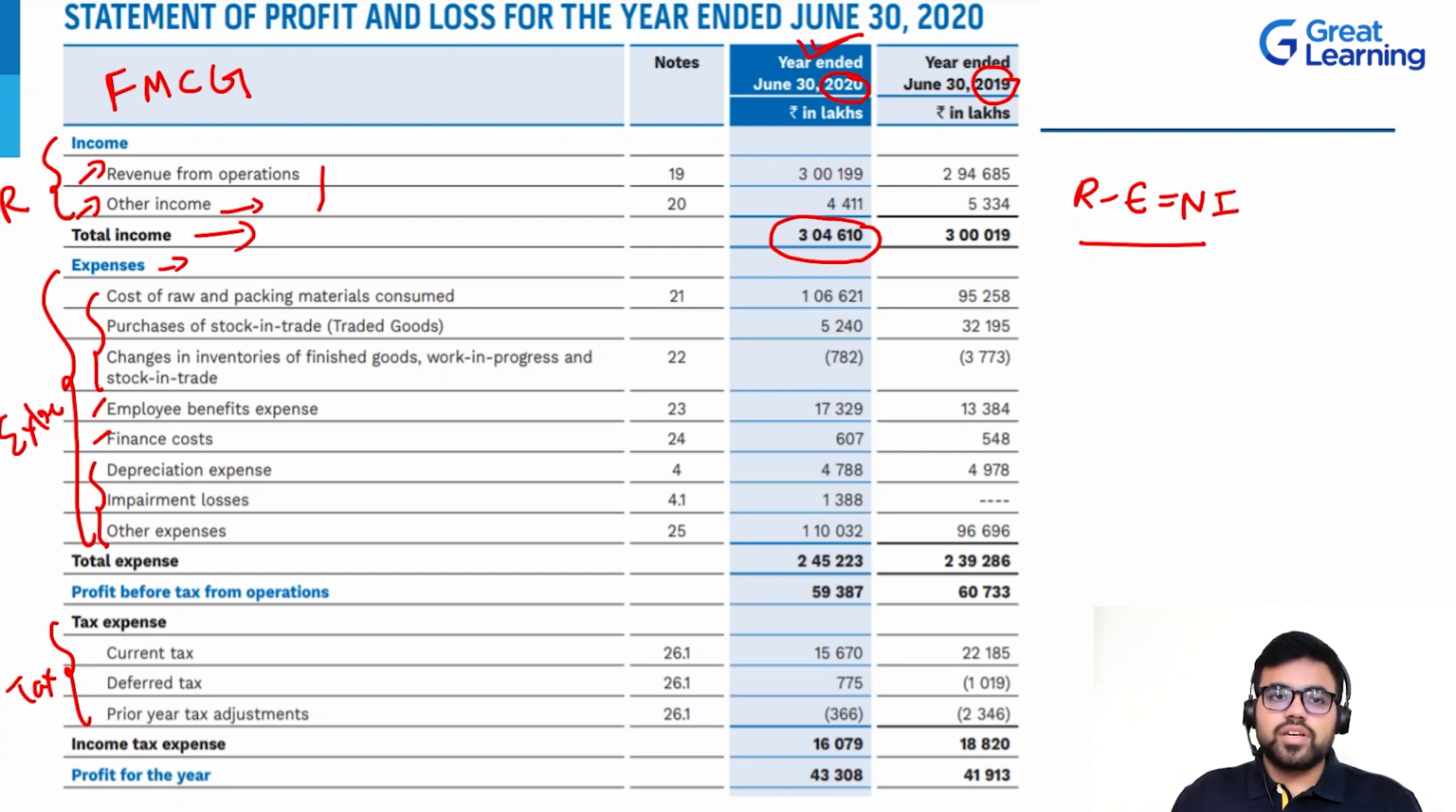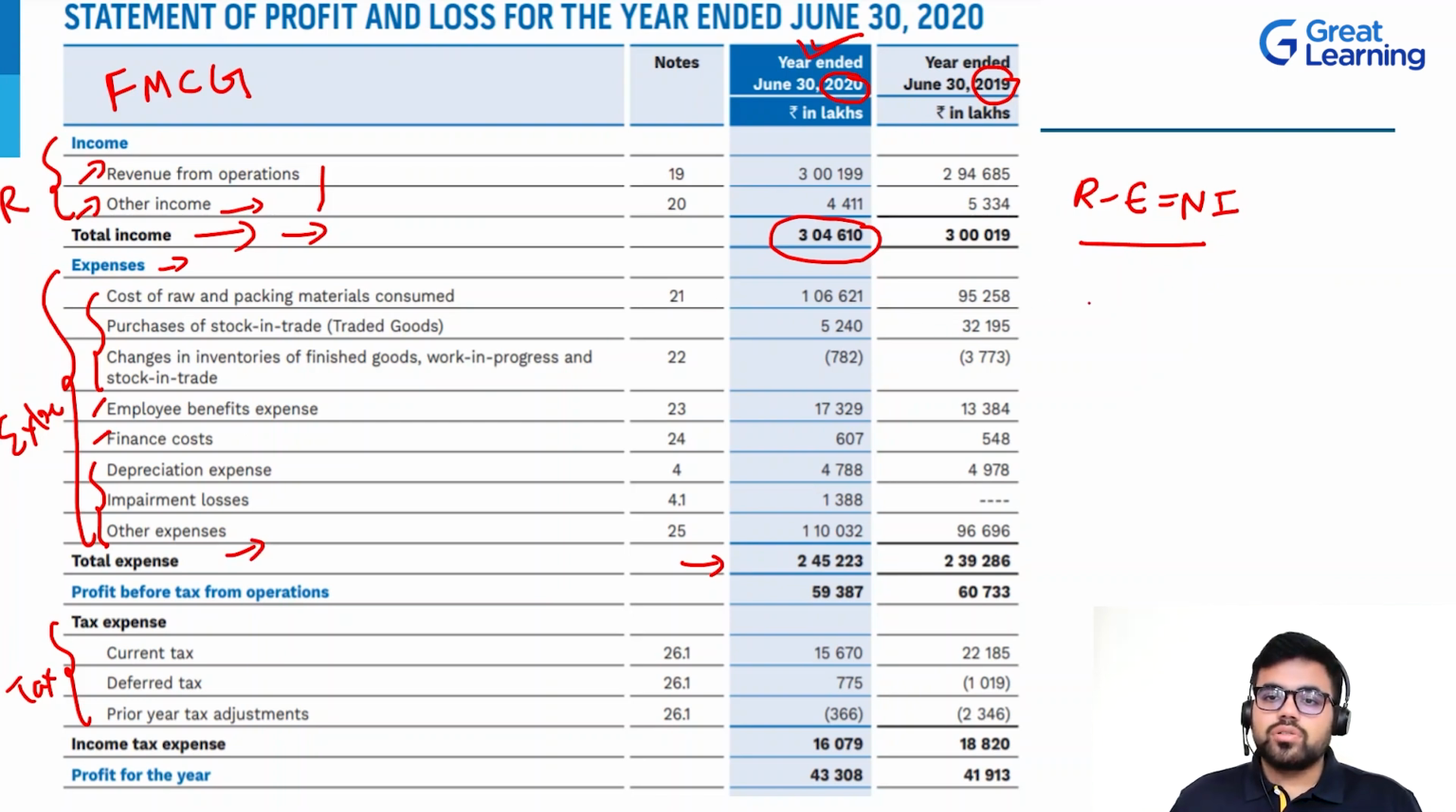So what would be a depreciation for an FMCG company? These are fast moving consumer goods, so they would have a shelf life or an expiry date. The nearer the material is to the expiry date, the lesser the cost at which they have to sell it to the wholesalers. That would be the depreciation in it. Now, combining all the expenses, we get a total expense of 2,45,223 lakh rupees.